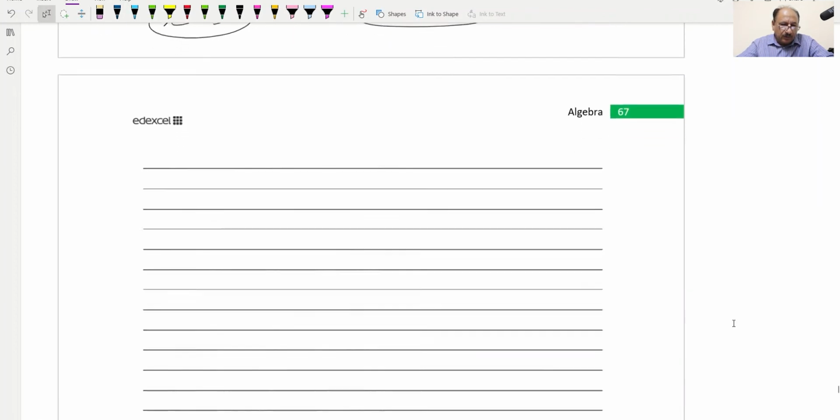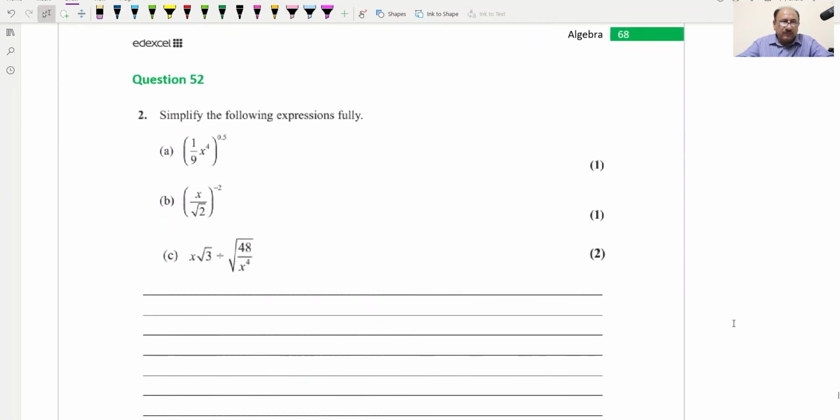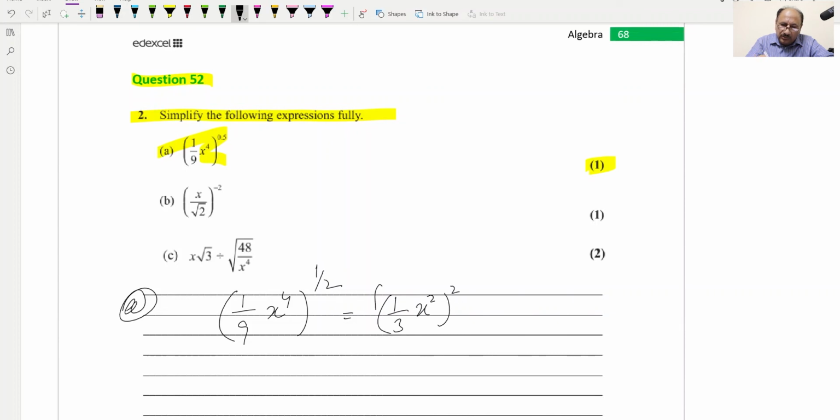Hopefully you understood this. Now next question, question number 52. This is the last question, 52 question, which is question number 2 of the past paper. Simplify the following expression fully. We have to simplify. This is 1 mark part, and a part we can write 1 over 9 x raised to 4 whole raised to the power 0.5, or we can write 1 by 2, and this one we can write it as 1 over 3 and x square whole square raised to the power will be 1 by 2.